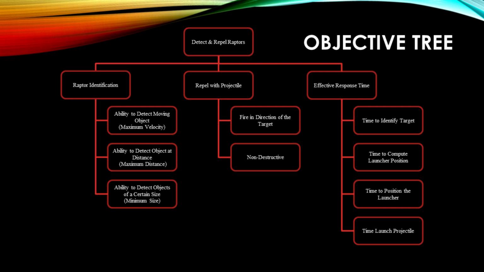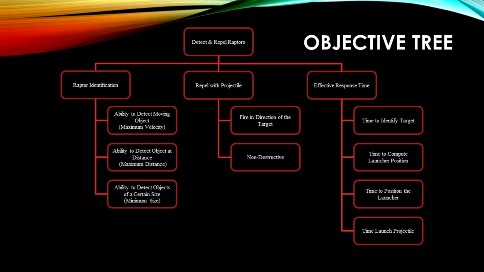The main goal of our project is to detect and deter raptors. To do this, our solution needs to be able to identify raptors, repel them with a projectile, and do all of this in a set response window. In order to detect an incoming predatory bird, we set forth that our system would need to be able to detect an object moving below a maximum velocity at a set maximum distance and a set minimum size.